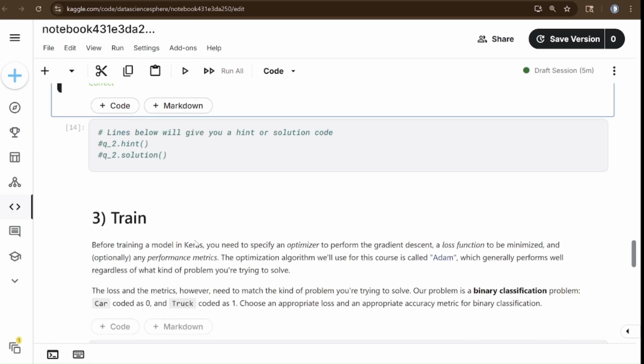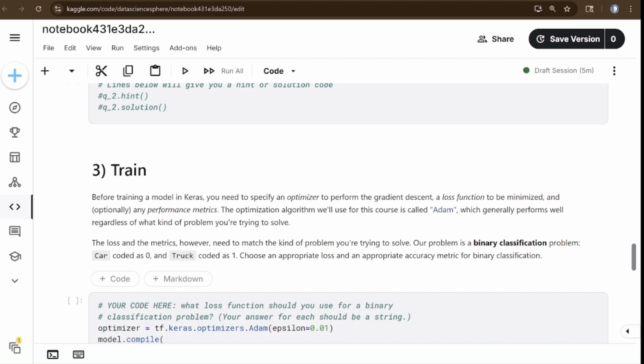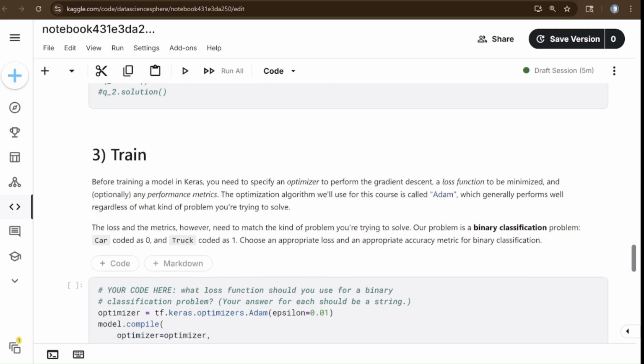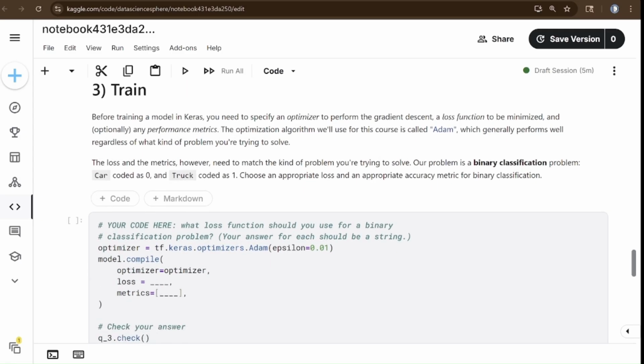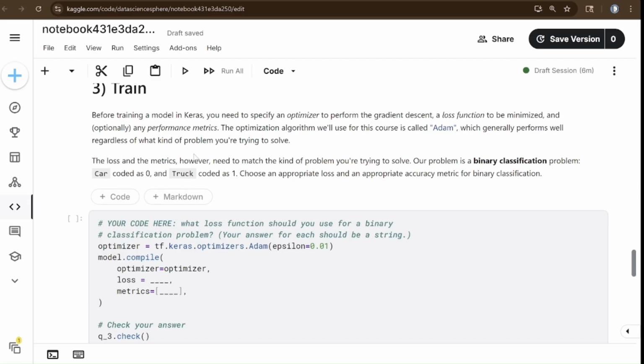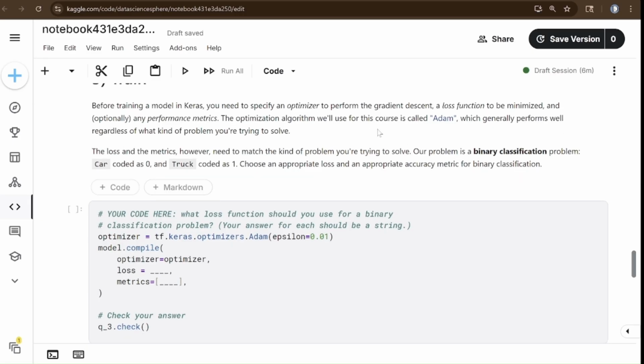Okay, now next, train. Now you have to train the model. So your base is loaded, your head is created. See, before training the model in Keras, you need to specify an optimizer to perform gradient descent. Optimizer is required to adjust the weights. A loss function that will calculate what your loss is, and any performance metrics. Okay, so the optimization algorithm used is Adam. They have already provided Adam here, which generally performs so well. Okay, the loss and the metrics you have to provide.